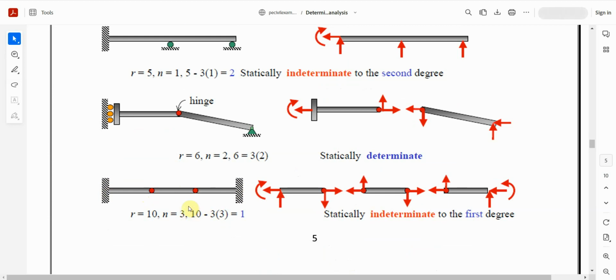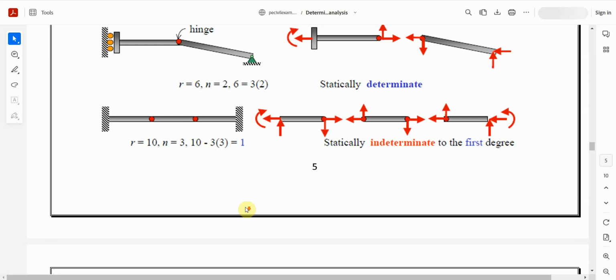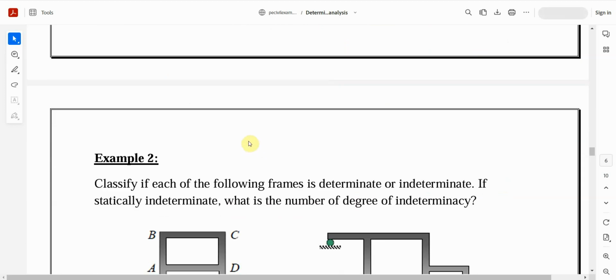So let us check whether our structure is statically determinate or not. We use our formula R equals 3n to check. R minus 3n, that is 10 minus 3 times 3, making 9, 10 minus 9 making 1. What it means is that this structure is indeterminate to the first degree. So that is all about that.